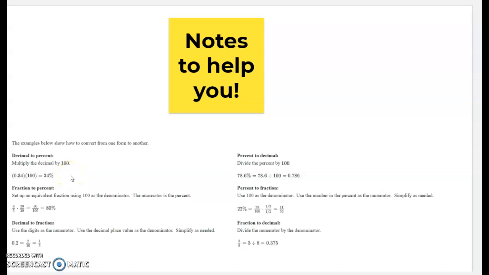So it shows you how to convert from one form to the next. So decimal to percent, you would multiply the decimal by 100. Fraction to percent, you have to set up an equivalent fraction using 100 as the denominator. Percent to decimal, divide the percent by 100. So these are just some notes to help you in case you're still struggling with this.